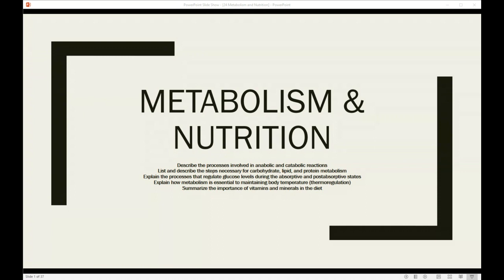We are going to talk about metabolism and nutrition today. We're going to talk about the processes that are involved in anabolic and catabolic reactions. We're going to list and describe the steps necessary for carb, lipid, and protein metabolism. We're going to talk about the processes that regulate glucose levels during the absorptive and post-absorptive states.